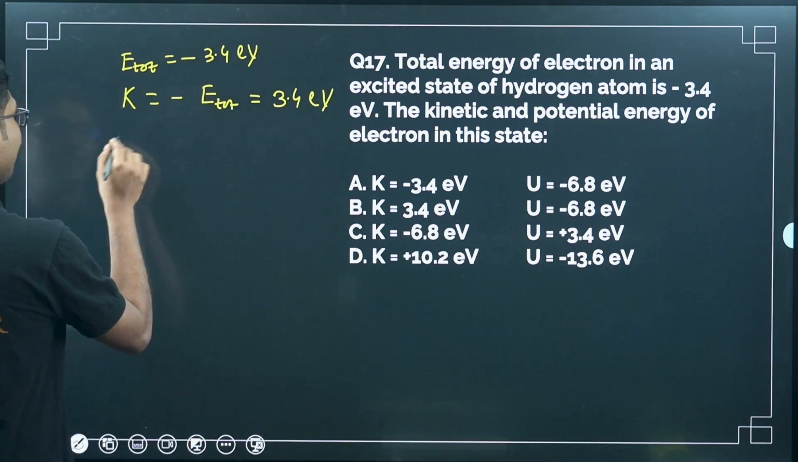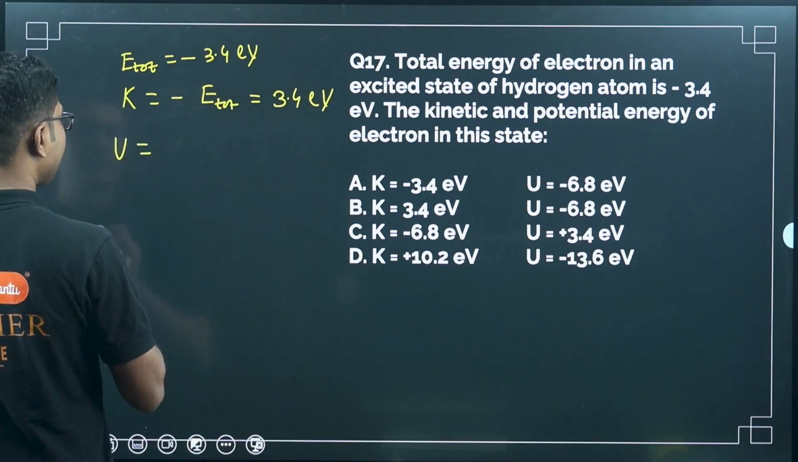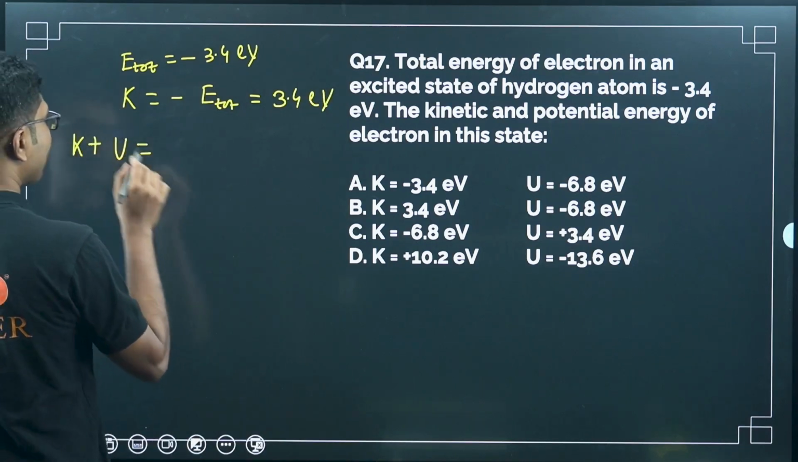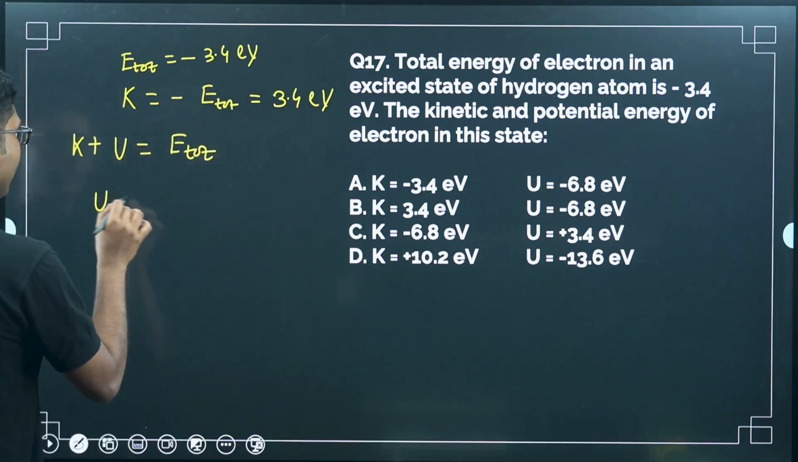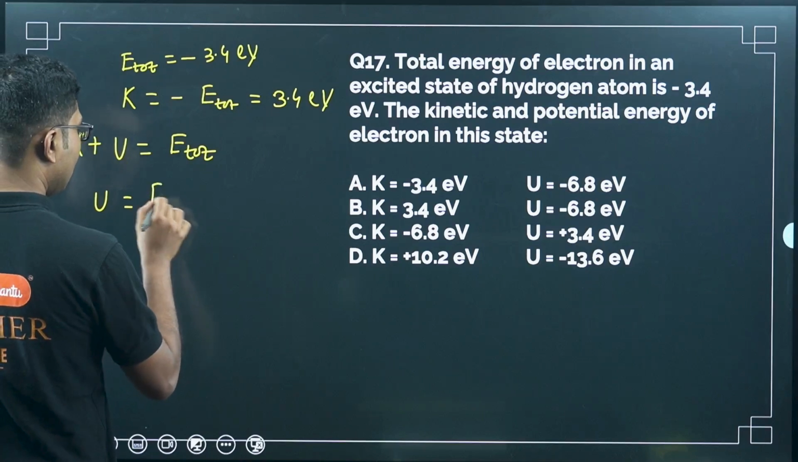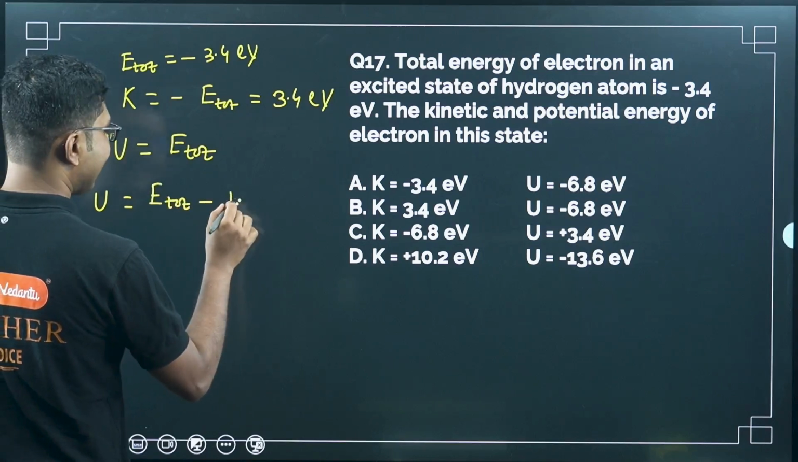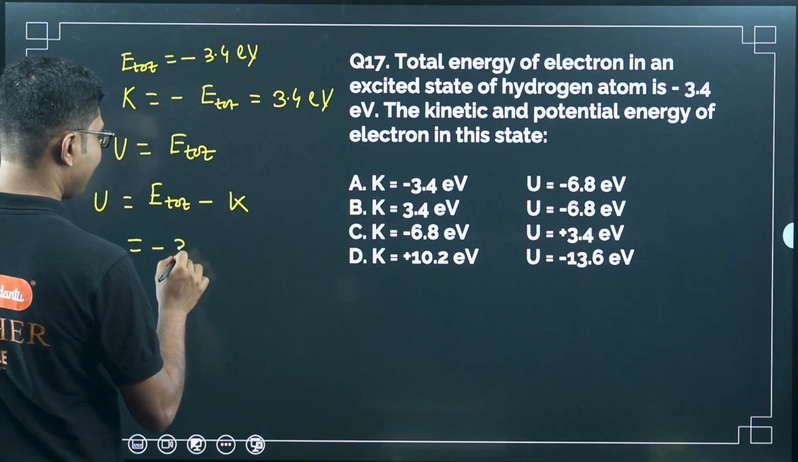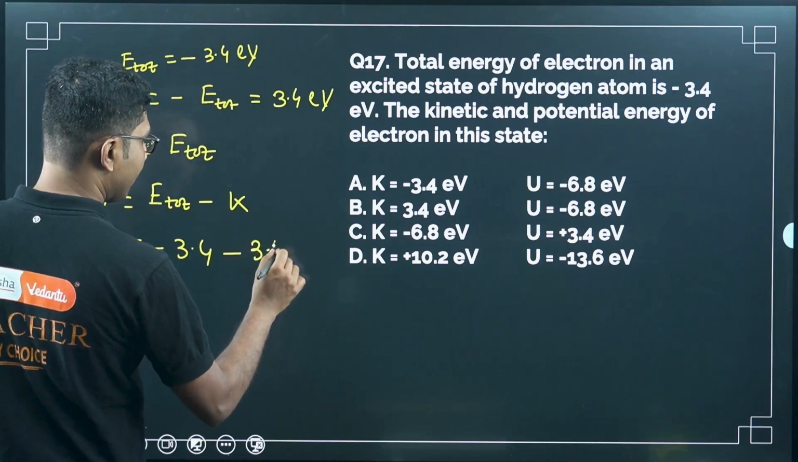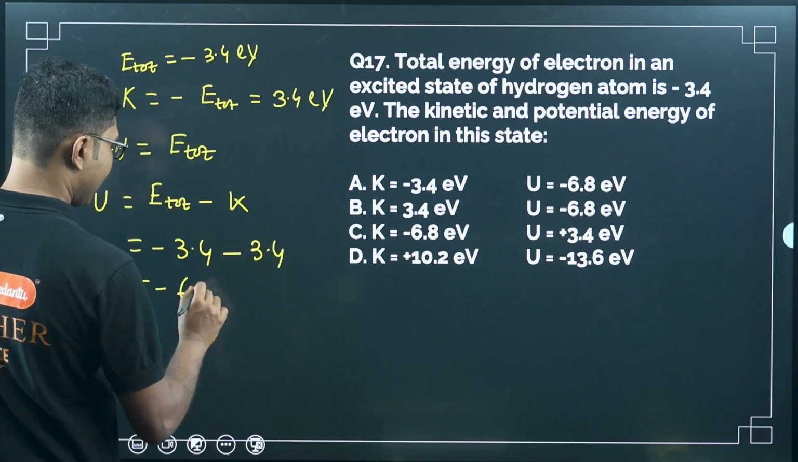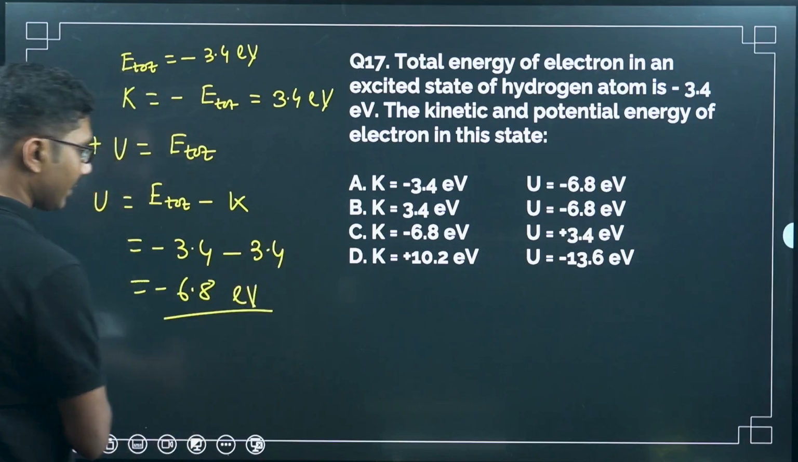Now total potential energy. Now what is potential energy? We know that kinetic energy plus potential energy should be equals to E total, right? So potential energy should be E total minus K. So E total is minus 3.4 and K is 3.4, and again now there will be negative sign, so it will be minus 6.8 eV.